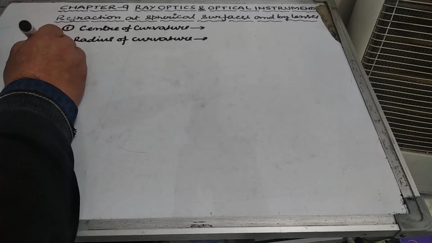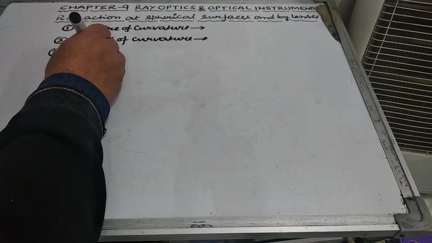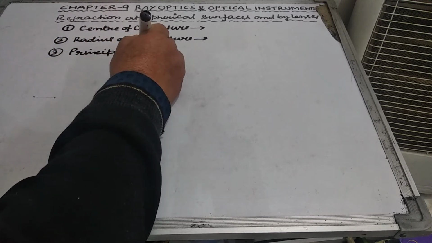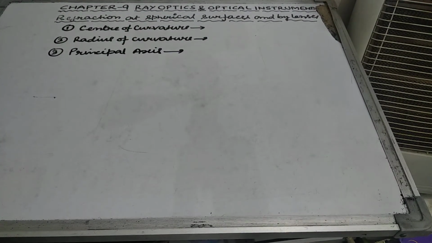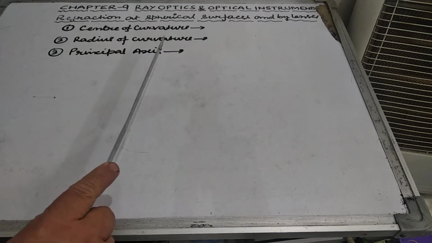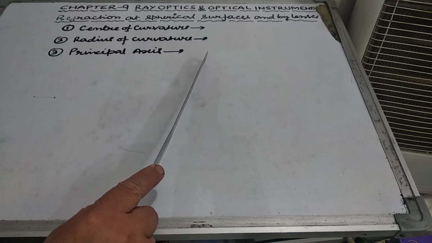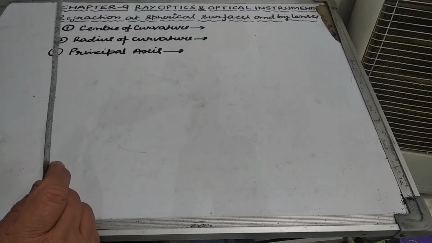And the third one is principal axis. So what is this principal axis? It is a line passing through the optical center of the lens and perpendicular to both the faces of the lens.